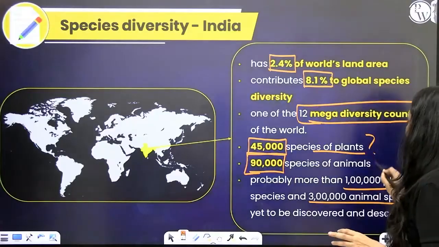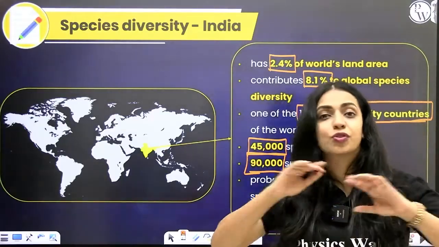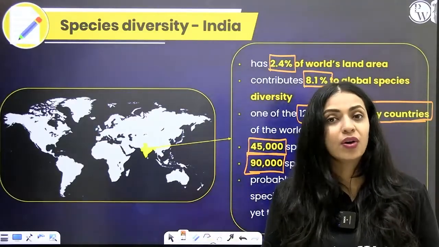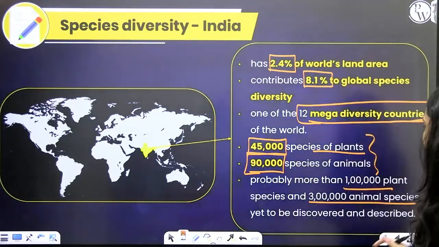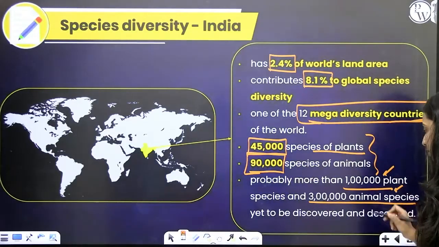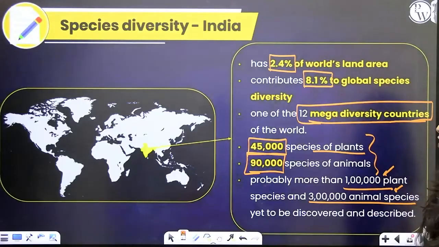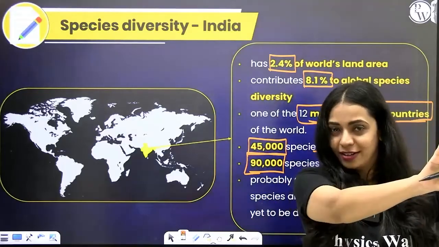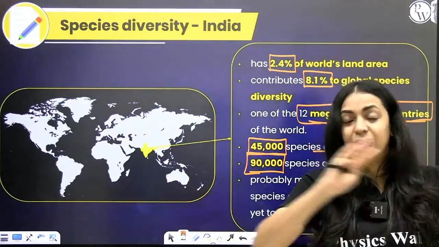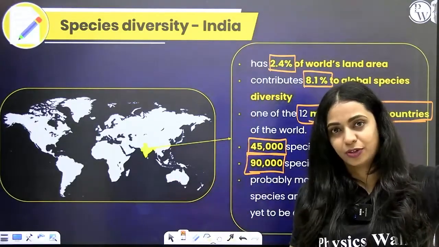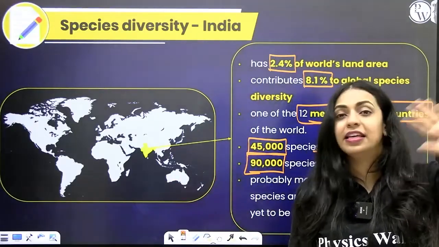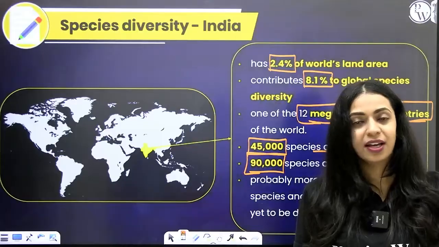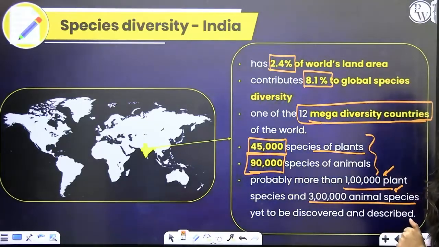This is the number of plants and animals that we know of right now. There are so many present inside the forest that we've not yet discovered. We've not yet managed to study them. So, if all of them are studied, then we'll probably have more than 1 lakh plant species and 3 lakh animal species. Right now, they're existing somewhere, hidden, away from our reach. We don't know about them. We don't have the exact data about them. But it is estimated that these many species of animals and plants are present, waiting to be discovered in different regions of India, right?